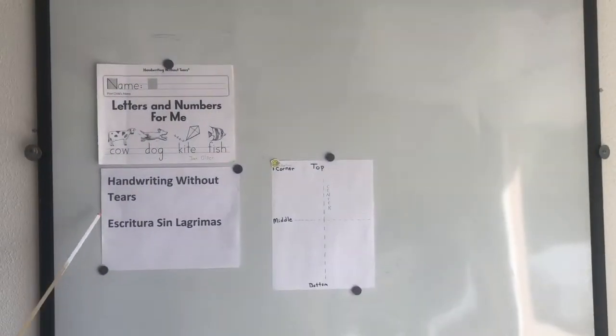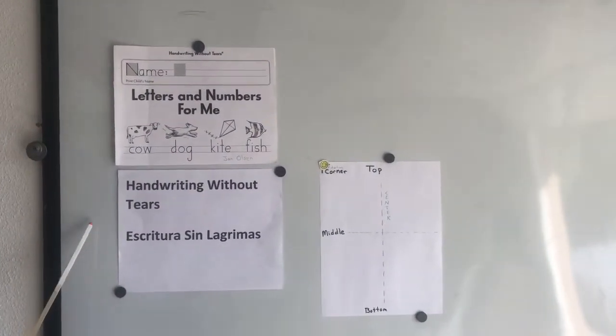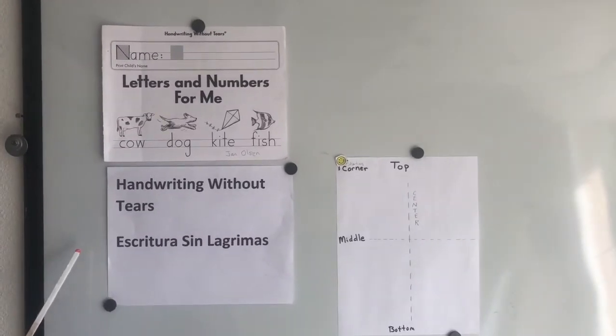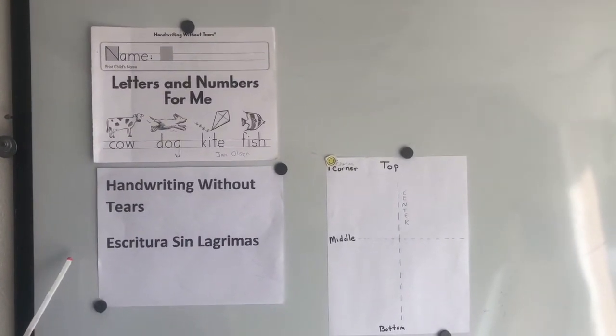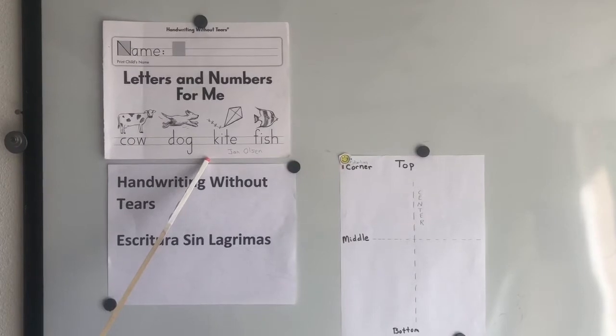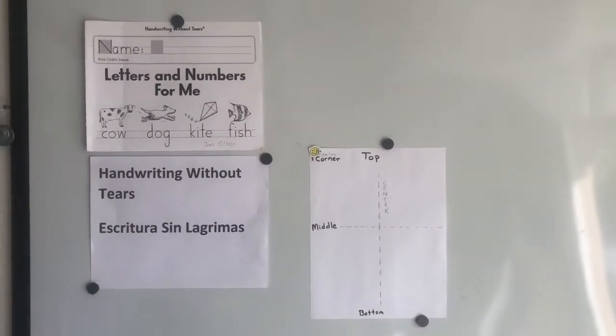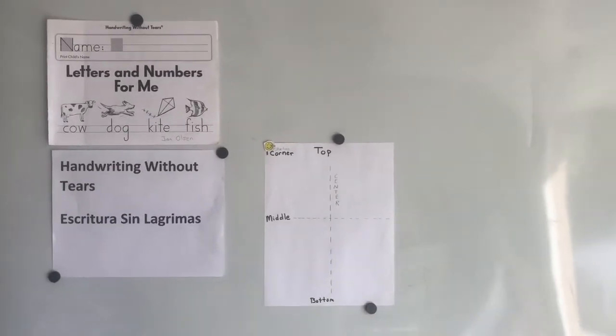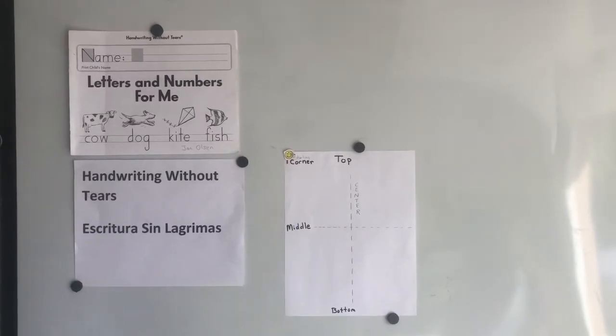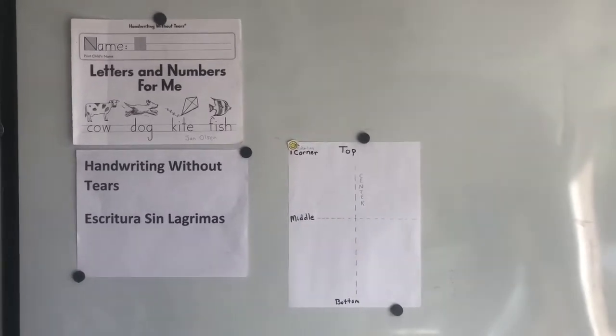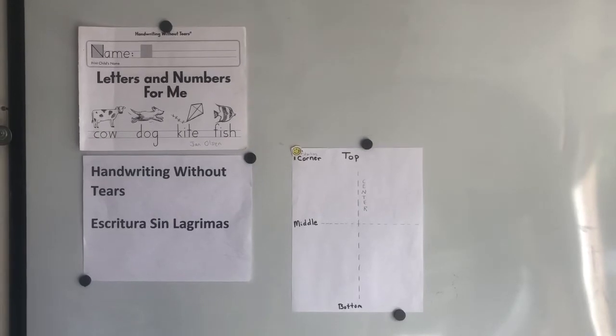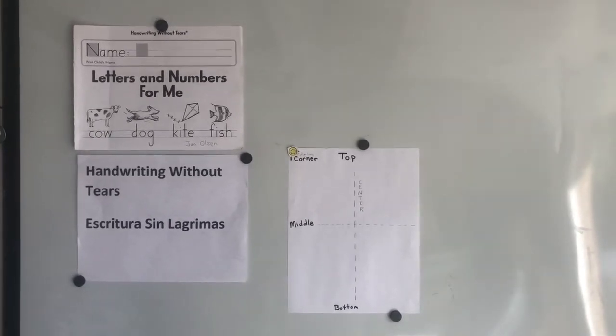This is a program called Handwriting Without Tears by Jan Olsen. Se llama Escritura Sin Lágrimas por Jan Olsen. Antes de empezar este programa, before we start this program, we need to use consistent language. Tenemos que usar vocabulario igual cuando estamos hablando con los niños.